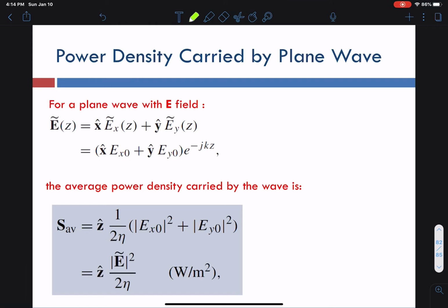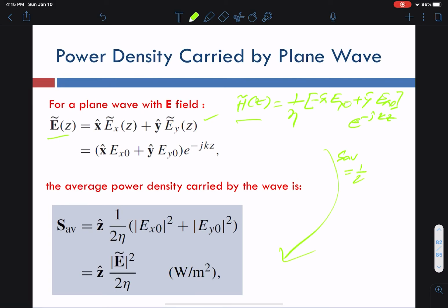Then if you have your E over here, you also know that you can easily find H from there, right? That will be 1 over eta times negative x hat E_y0 y hat E. We have done it in the beginning of the chapter over here, with exponential negative j k z, right? So now you have both H and E. Now if you apply this equation that you just learned, the average is half the phasor of E cross H conjugate, right? Then you will find this equation.